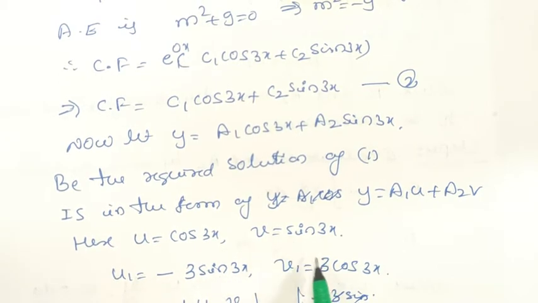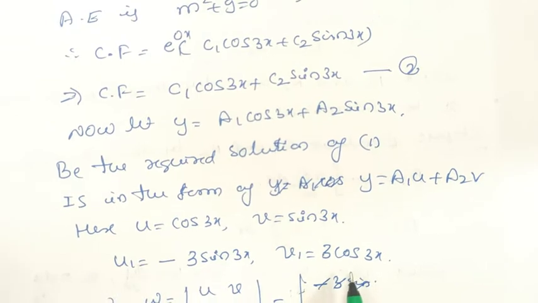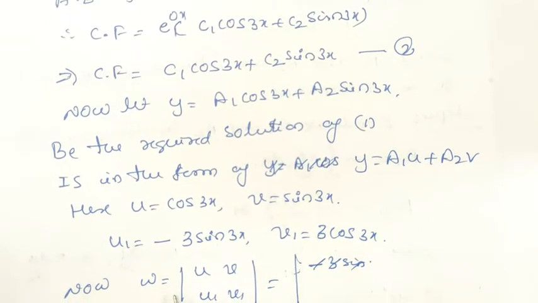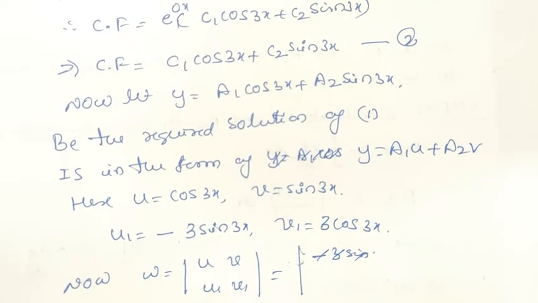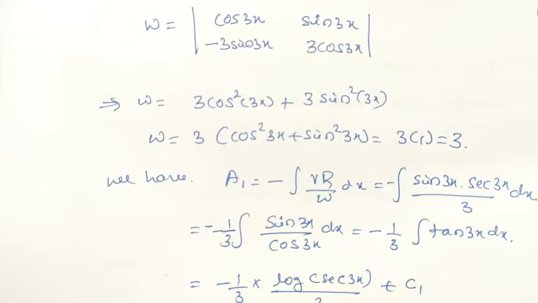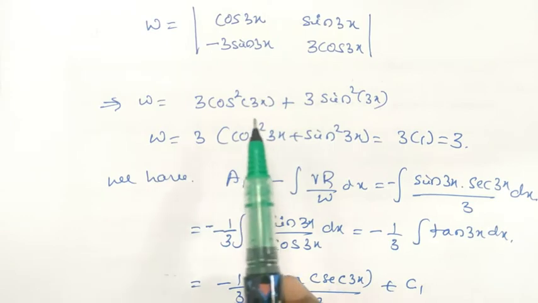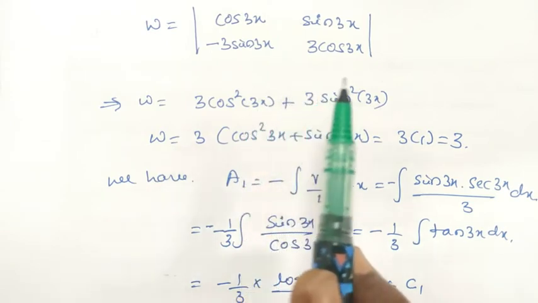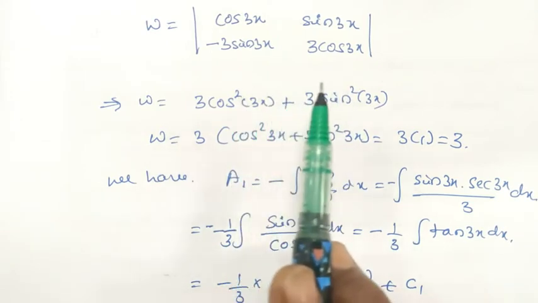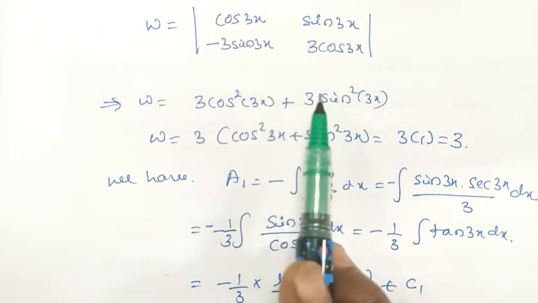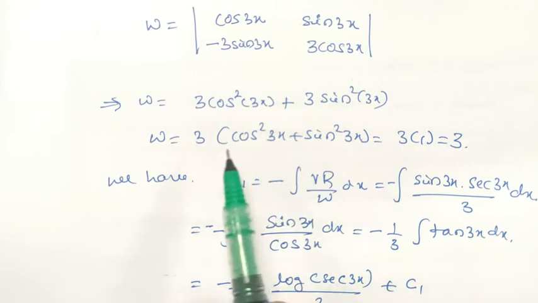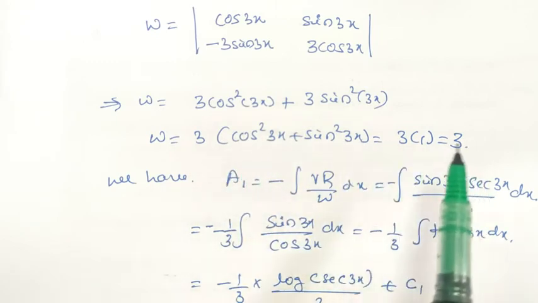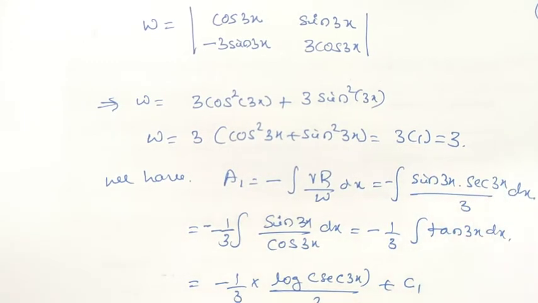v1 is the derivative of sin 3x, that is 3 cos 3x. Now we want w. W is the determinant of u, v in the first row and u1, v1 in the second row, and we just expand this. We will get w equal to the determinant of cos 3x, sin 3x, minus 3 sin 3x, 3 cos 3x. Just cross multiply here. You will get 3 cos square 3x plus 3 sin square 3x. So 3 is common. Sin square 3x plus cos square 3x is 1. So w is equal to 3.